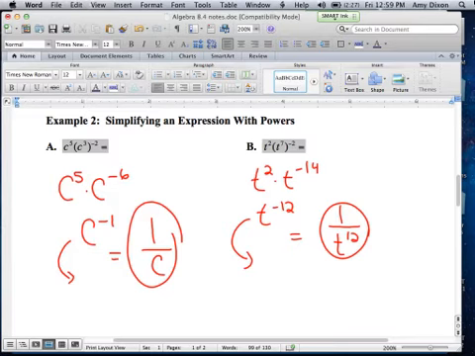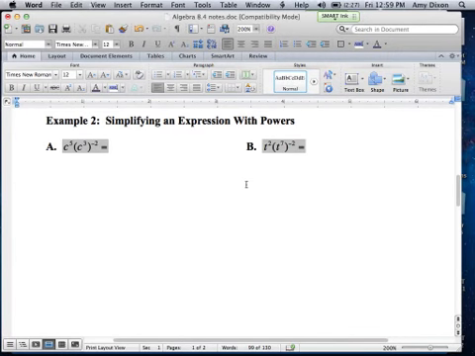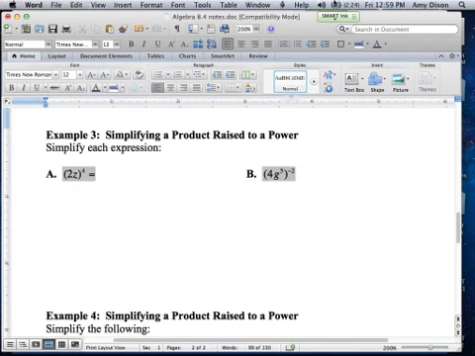Now we'll look at the other property where we have to distribute a power. All right, we have 2z to the 4th power. Since the 2z is in parentheses, that 4th power goes to both things. So what you get is 2 to the 4th times z to the 4th.